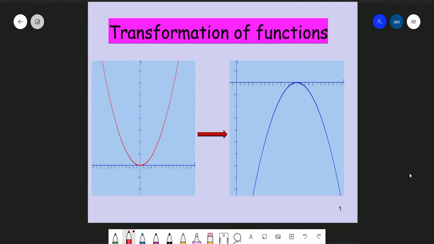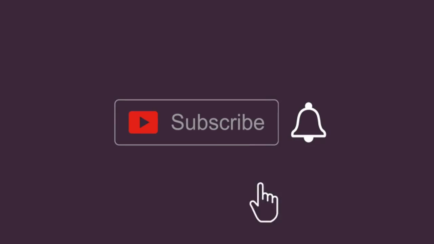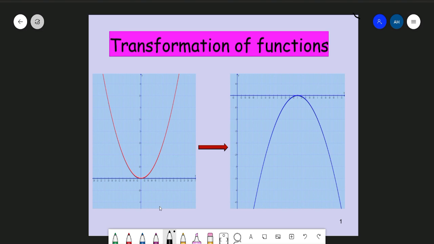In this video, we are going to learn about transformation of function. Moving the graph upwards, downwards, reflect the graph and so on and so forth. So we are going to learn how to transform. Transform here means moving the graph around the coordinate system.